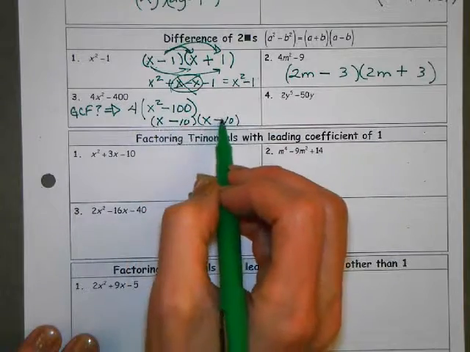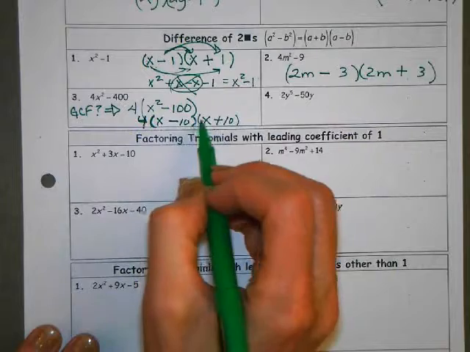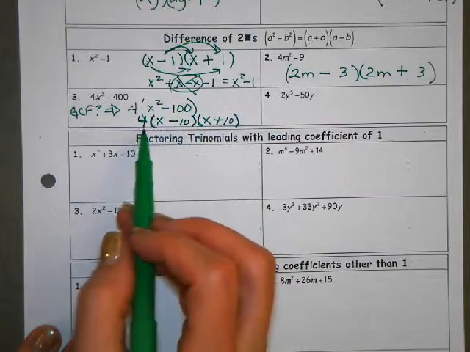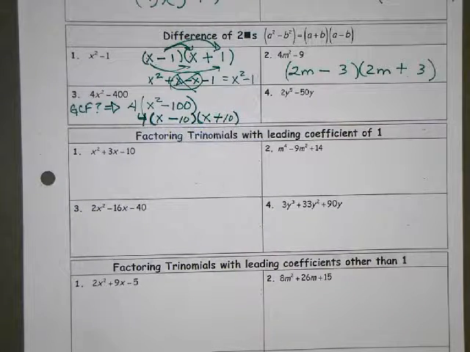So I have a minus and a plus. Again, it doesn't matter which one. And then carry the 4 down. Okay? And so I would have 4 times x minus 10, x plus 10.